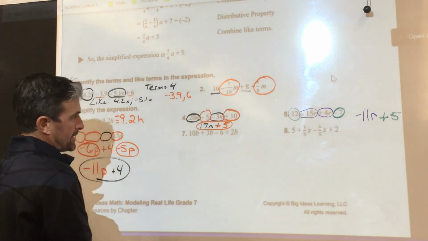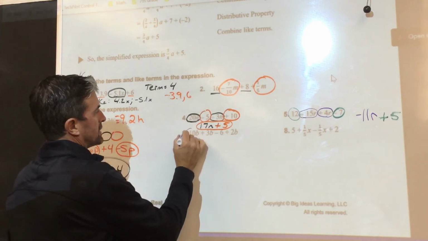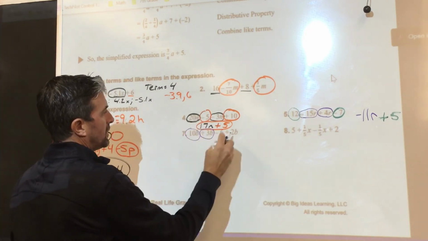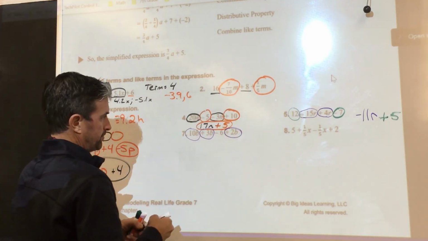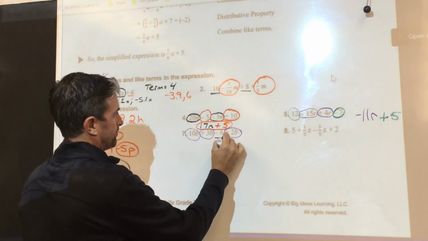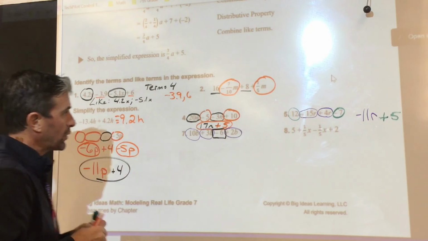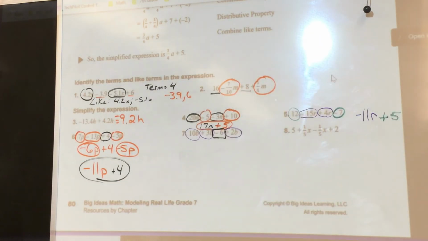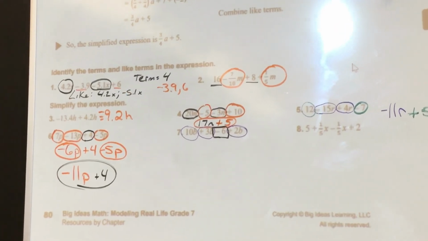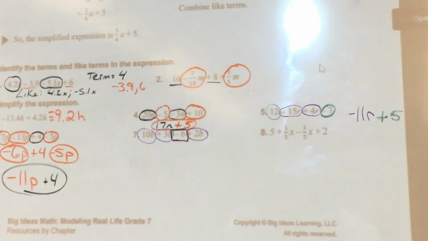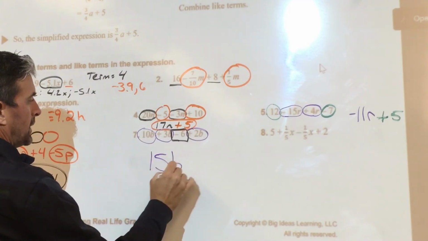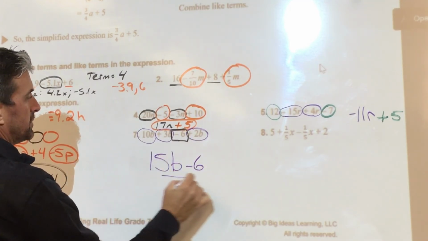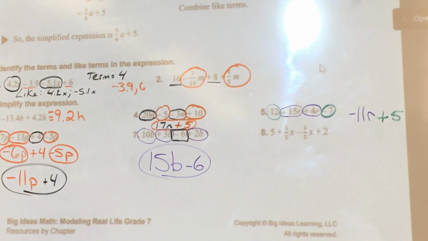Let's look at 7. 10b, plus 3b, plus 2b. And then you have a negative 6 in there. Okay, can you see my work there? So what would the answer be on that one? Okay, your answer would be 10 plus 3 plus 2 would be 15b, and then you would say minus 6. Again, that's where you stop.